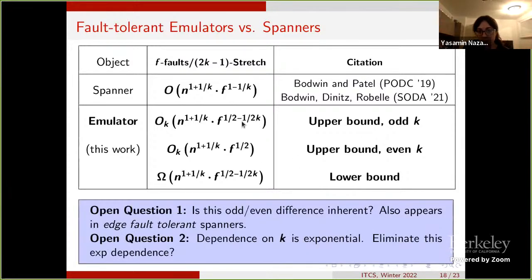So there are two immediate open questions. The first one is, what is the deal with this difference between even and odd K? The second question is, our bounds have some exponential dependence on K, and it would be good to eliminate this dependence, even though our main goal was optimizing based on F.